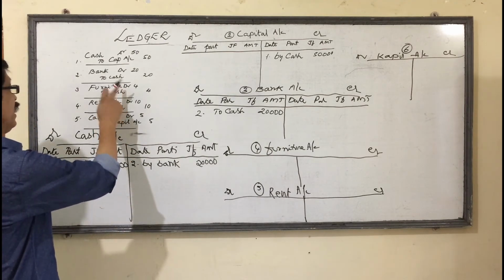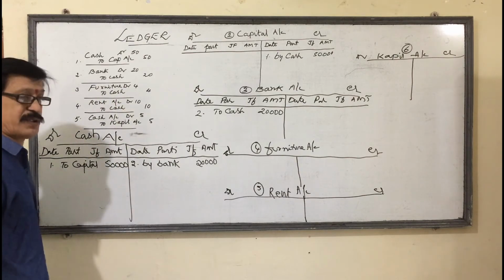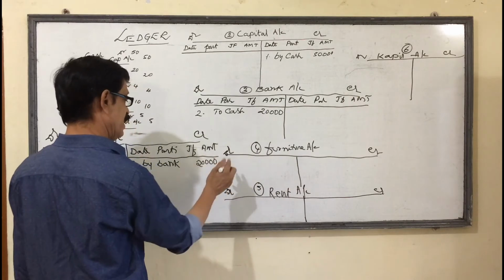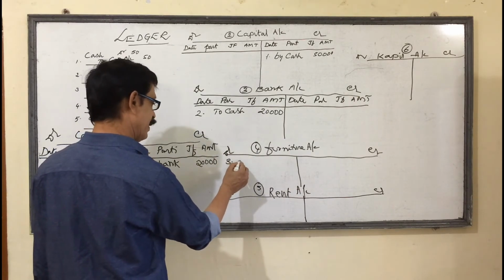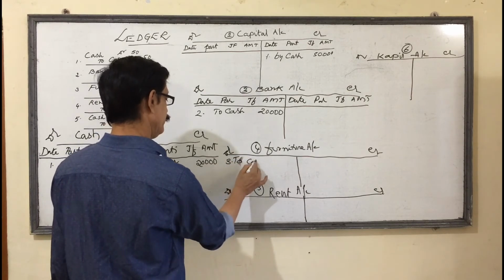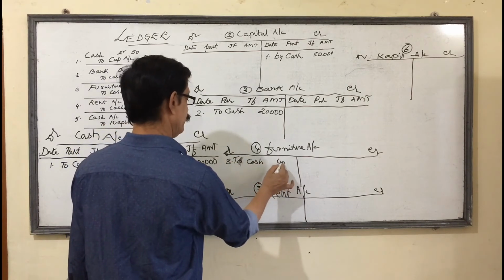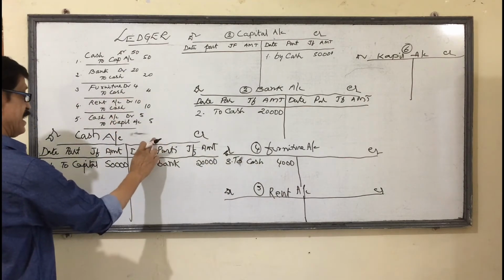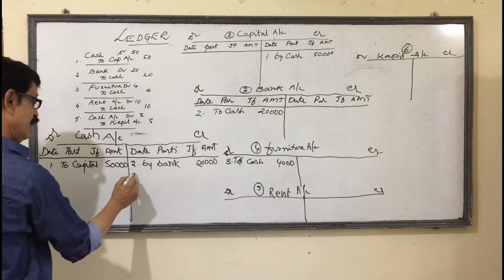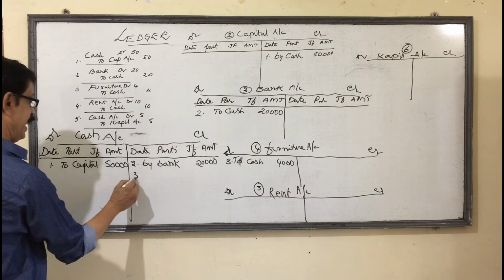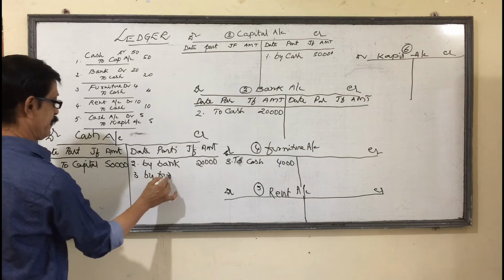Now once again, third one, furniture account debtor to cash. Furniture account debtor, furniture account is debited. So on the debit side, write down the credit name. Now the cash account is created. In the cash account, credit side, we write down the debit name, buy furniture.